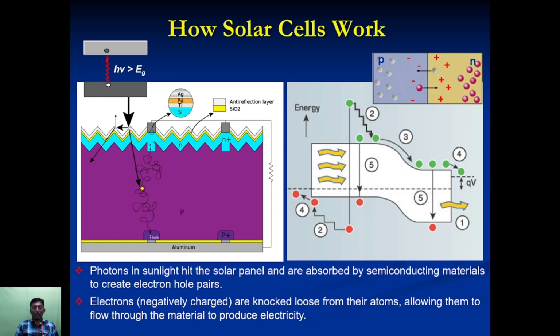Here we can easily understand the working principle of solar cells. The photons in the sunlight strike the solar panel and are absorbed by the semiconducting materials to create electron and hole pairs. These negatively charged electrons are knocked loose from their atoms, allowing them to flow through the material to produce electricity.